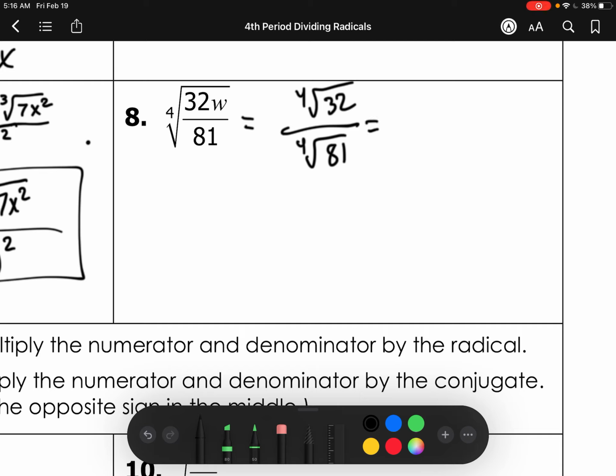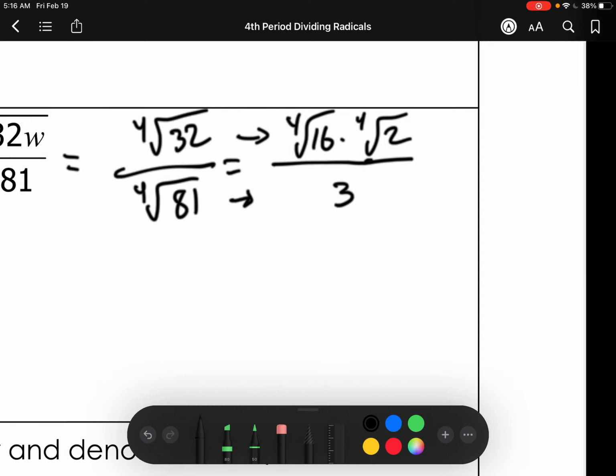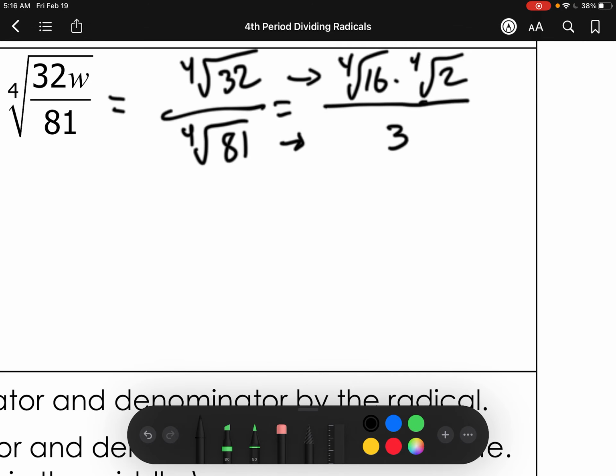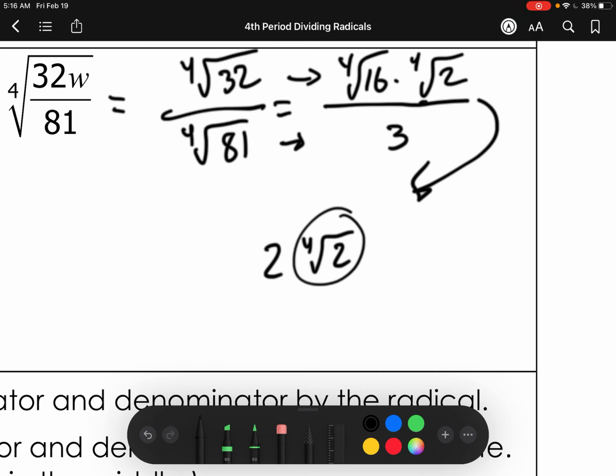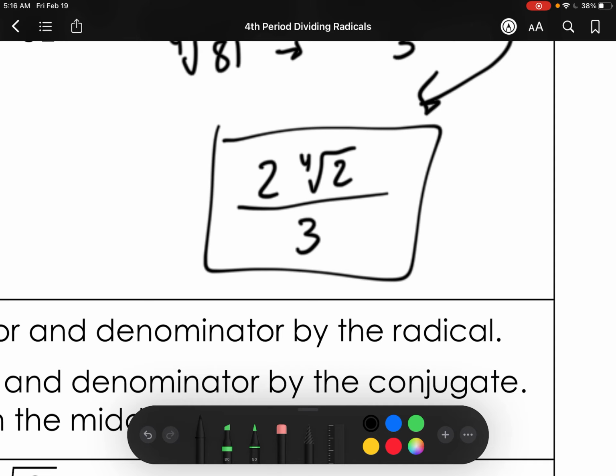And if you look at this, 32 is not a perfect fourth itself, but it is evenly divisible by the perfect fourth, which is 16. So this numerator is going to become the fourth root of 16 times the fourth root of 2, right? And the fourth root of 81 is 3, so my denominator becomes 3. And then when I further simplify, the fourth root of 16 is 2, so my final answer is going to be 2 times the fourth root of 2, right? Because we can't simplify this. So 2 times the fourth root of 2 divided by 3. That is your final answer.